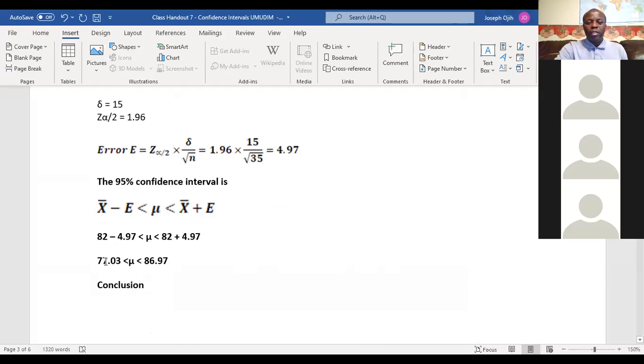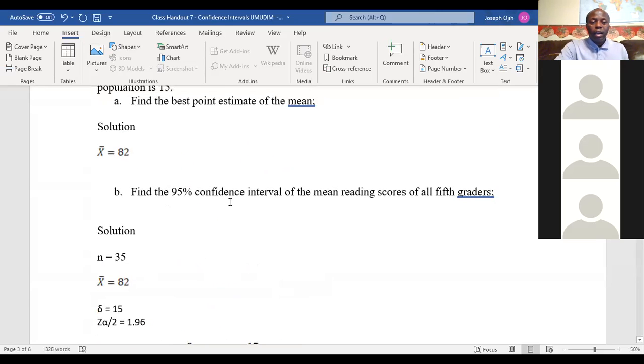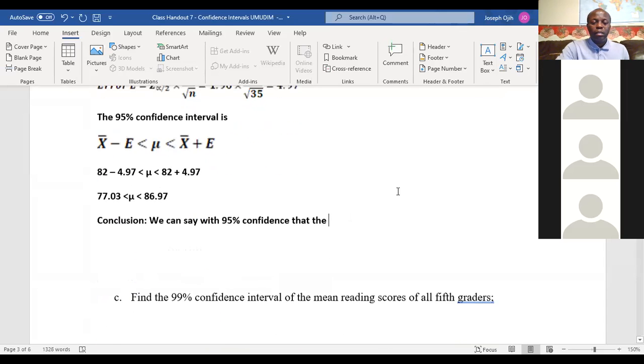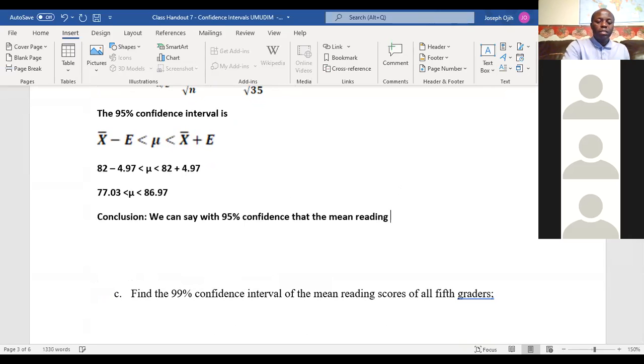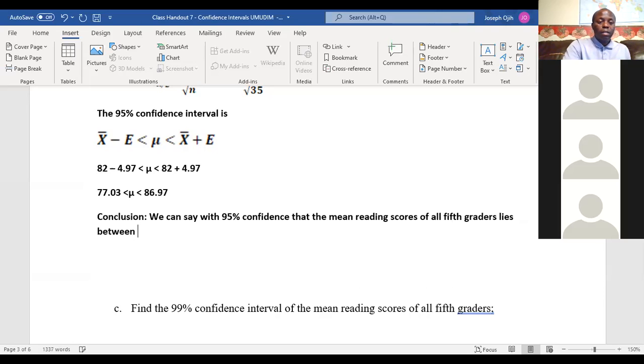So of course, you have to conclude. The average score is between 77.03 and 86.97 for the population. So we can say with 95% confidence that the mean reading score of all fifth graders lies between 77.03 and 86.97.